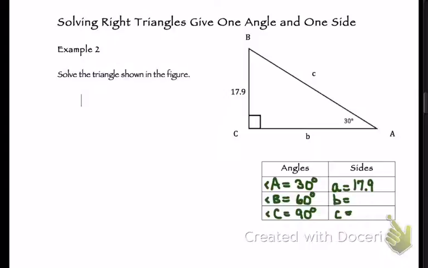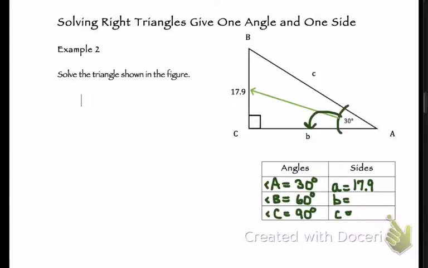Sides, I know side A is 17.9. Remember that this side is always opposite its angle. Okay, so I knew that that had to be A. We don't know what B is, and we don't know what C is. So you have options. You don't necessarily have to solve for angle B or side B. You don't have to solve for side C. You can do them in any order that you want. You're going to get the same answers no matter how you do them. It's totally up to you. You're going to have many options.